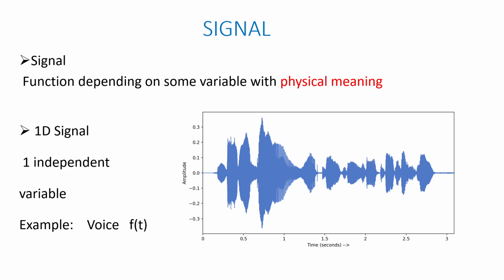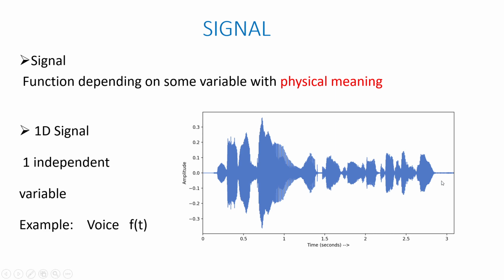So depending upon how many independent variables you have, we have a one-dimensional signal, a two-dimensional signal, a three-dimensional signal. In a one-dimensional signal, there is only one independent variable. The best example is a voice signal, where the independent variable is the time axis and it is denoted as f of t because it is a function of time.